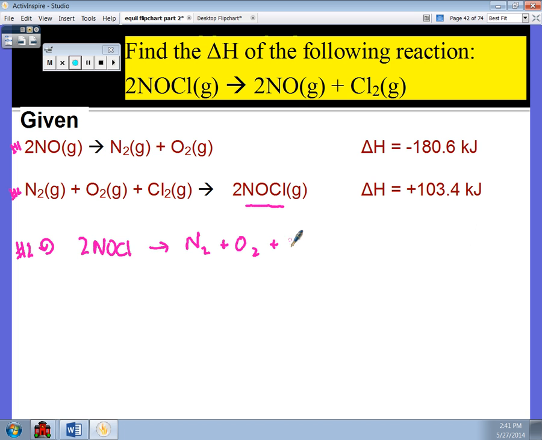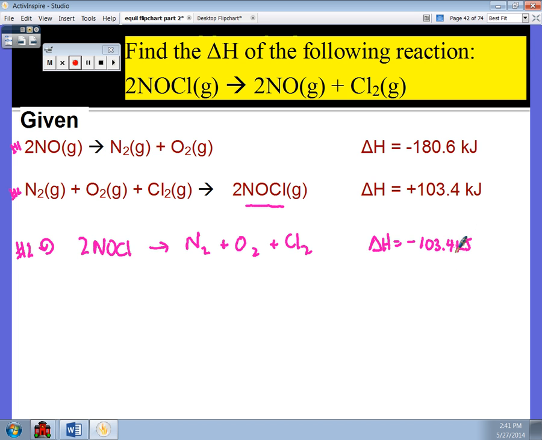Since we're doing the reverse reaction, the value for our enthalpy or energy also has to be flipped. So negative 103.4. Whatever you do to the reaction, make sure you do it to the enthalpy sign as well.